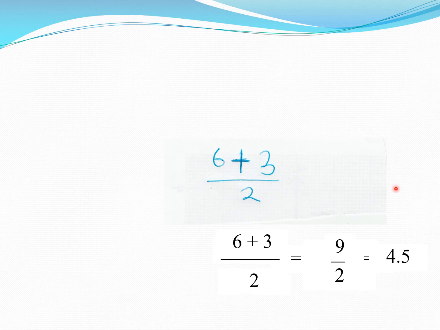Now, what would happen if we asked you to work out 6 plus 3 over 2? Well, one way to look at this is to get your fraction button on the calculator and key in 6 plus 3 over 2. And we all know that 6 and 3 is 9. 9 over 2 is equal to 4.5. So 4.5 is our answer.